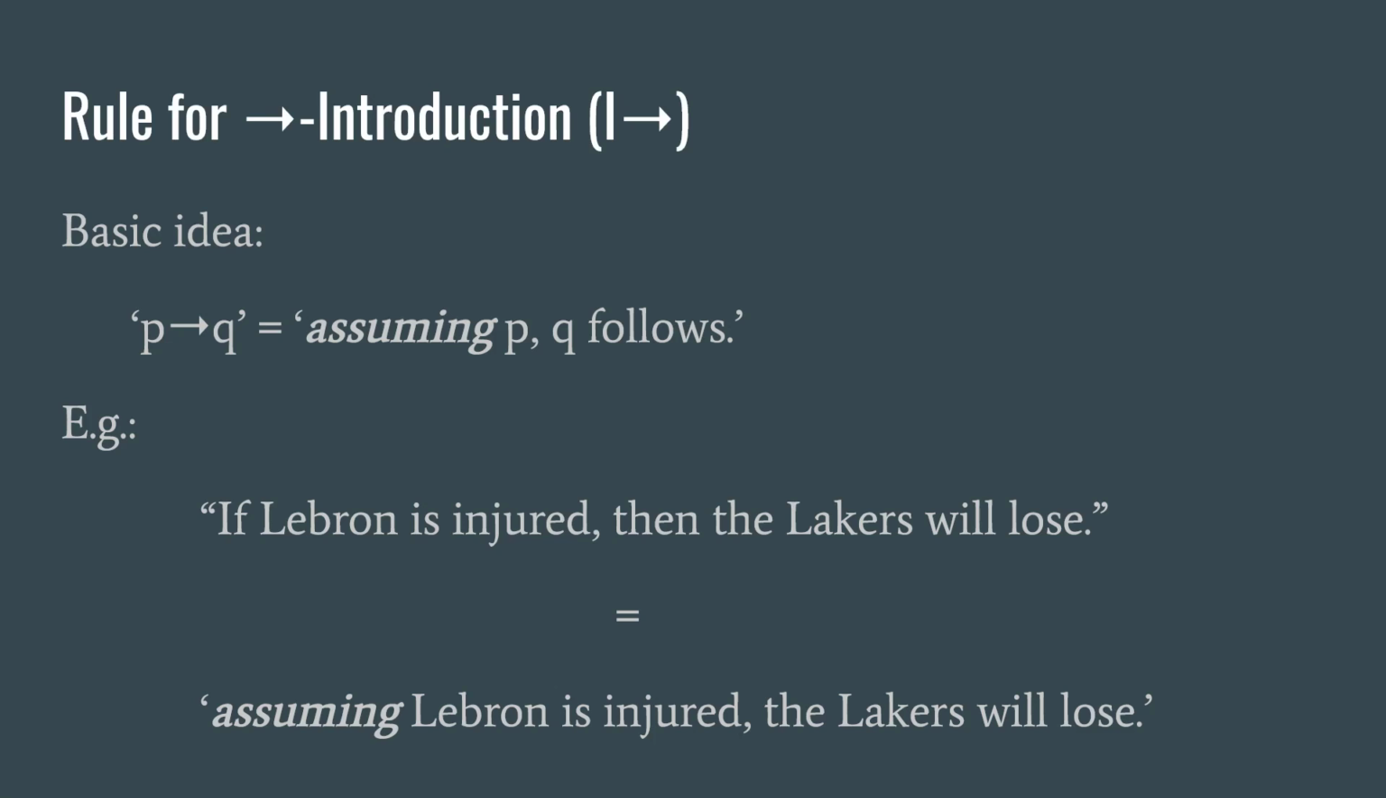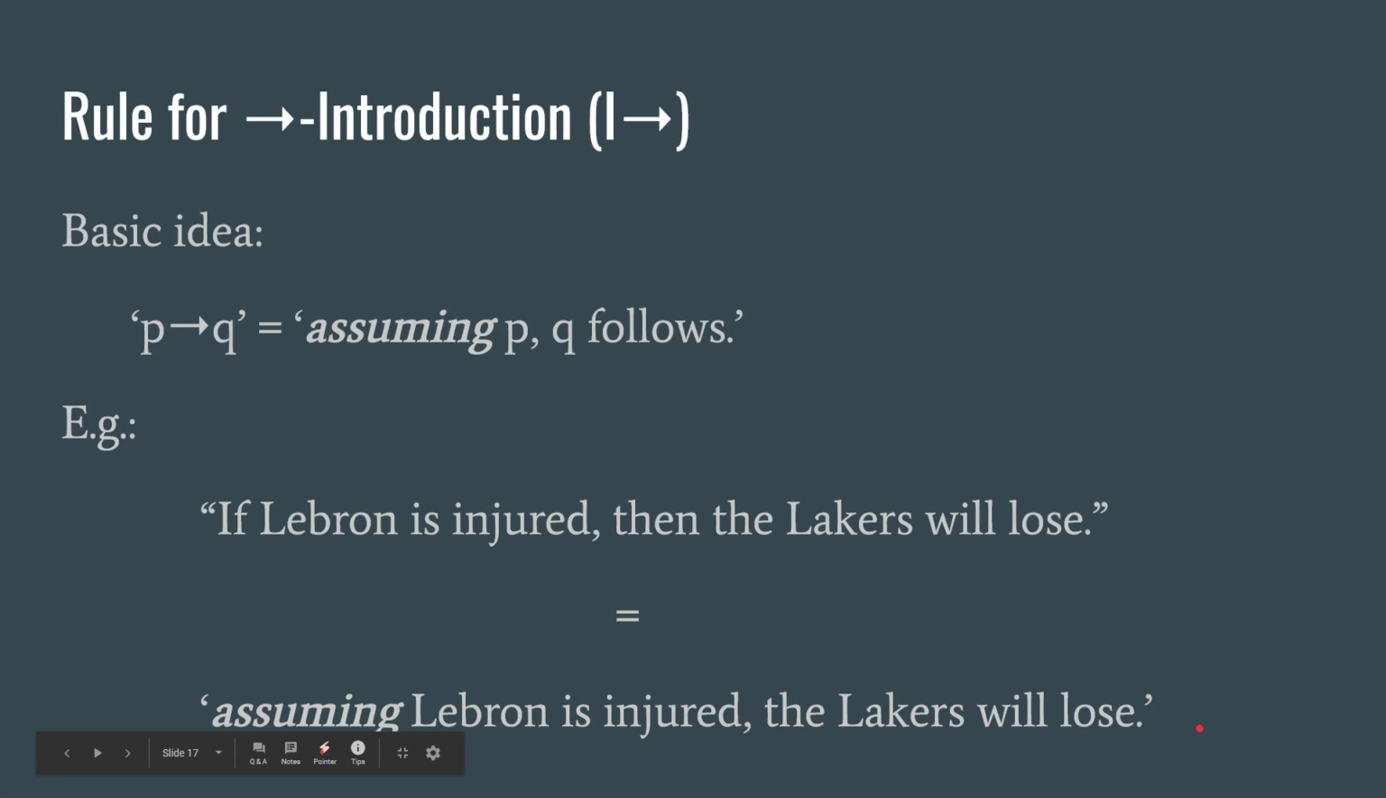But let's reframe that idea for a second. We're dealing with assumptions and deriving things from assumptions when we do proofs. So let's reframe the arrow in terms of assumptions. We can now read P arrows Q as assuming P, well then Q follows. So for example, if LeBron is injured, then the Lakers will lose. We all know that that would be translated to P arrows Q. Now let's think about that as, look, assuming LeBron is injured, the Lakers will lose.